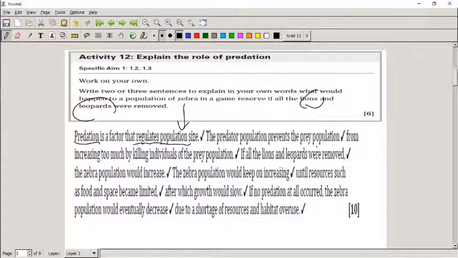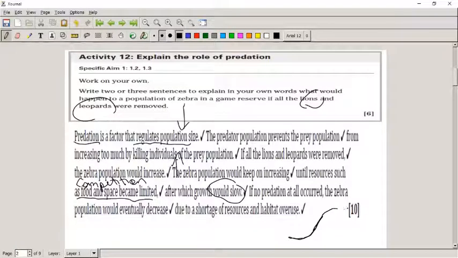If all the lions and leopards were removed, the zebra population would increase. And so the zebra population would keep on increasing until the resources such as food and space become limited. So what's going to control the numbers then? It's not predation anymore, it will be competition. After which growth would slow down. We saw this when we did logistic growth, and we saw that it increases in population size and then decreases and then reaches an equilibrium at the carrying capacity.